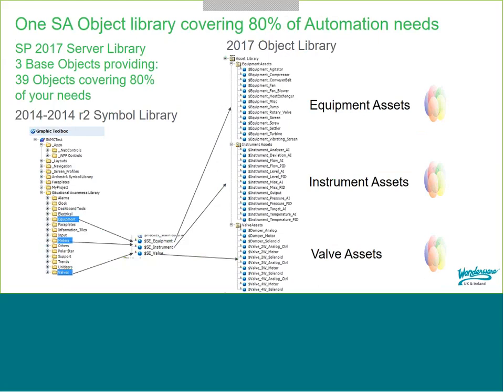The library is split up like this. The graphics that you see on the left-hand side, this is something that has been around since 2014 R2, and it's a symbol library, and it comes with every Galaxy that you install, every project that you use, and one of the default set of libraries that comes with this is the situational awareness library. And you will have obviously heard us talk about this before.